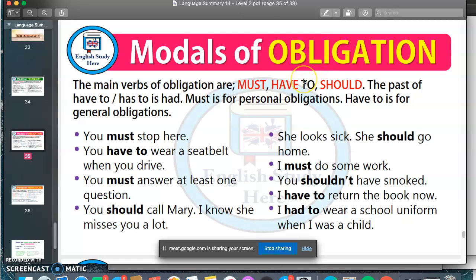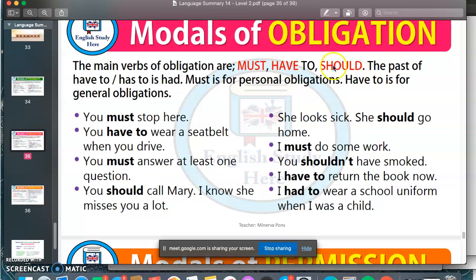But if I say have to, again, this is a general obligation. So if you say you have to wear a seatbelt when you drive, this is something that everybody has to do. This is a rule. You cannot drive without having your seatbelt. And then we also use should for obligation. We use it sometimes for suggestions, but this is a suggestion that is kind of an obligation, because if I tell you that you should do something, it's because I really think that this is something that you have to do, even though I'm giving it to you in the form of a suggestion.